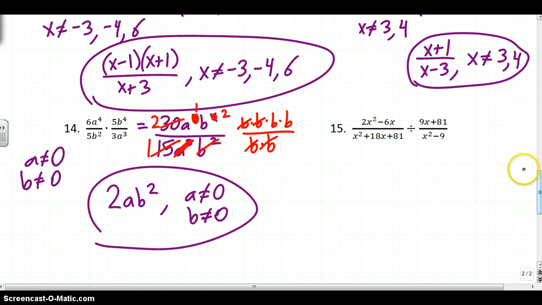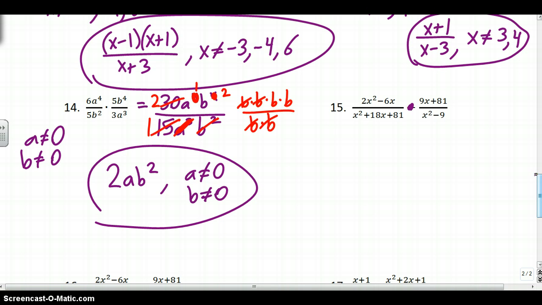Okay. 15, you remember in class I said to change this to multiplication? Okay. Yay, typos. How does 2x squared minus 6x factor? You can pull out a 2x, and you're left with x minus 3 over x squared plus 18x plus 81. Well, that factors into x plus 9 times x plus 9, because it multiplies to 81 and adds to 18.